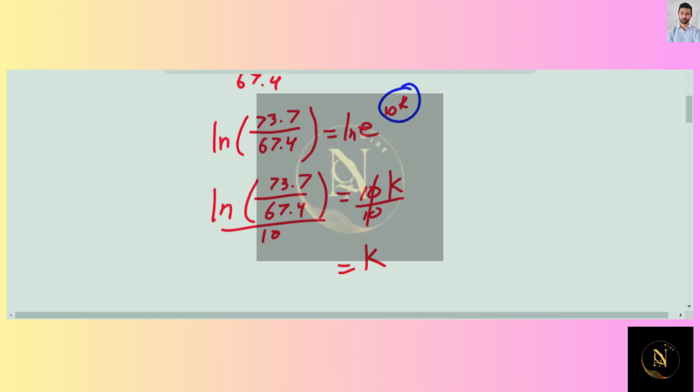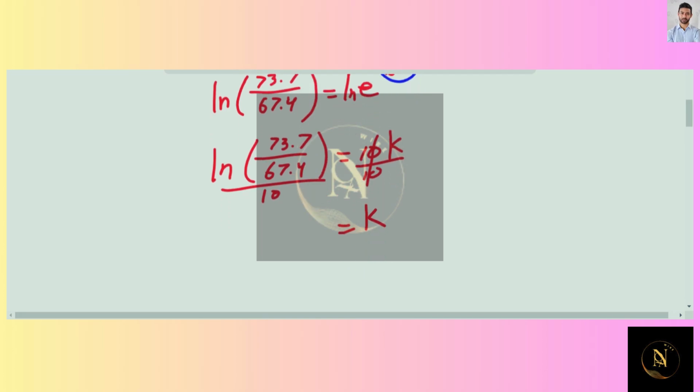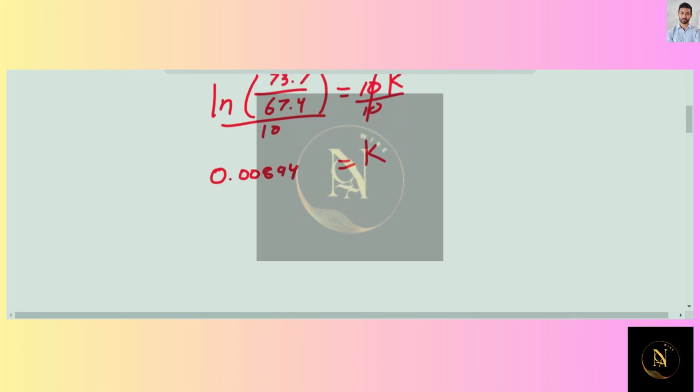Now that we've isolated k, we can go to our calculator. So the natural log of 73.7 divided by 67.4, all divided by 10, and again we're rounding to 5 places after the decimal, would be approximately 0.00894. Now that we have k, we can go ahead and write the function. It would be P of T equals the initial population, 67.4, times e raised to the 0.00894 times t power.